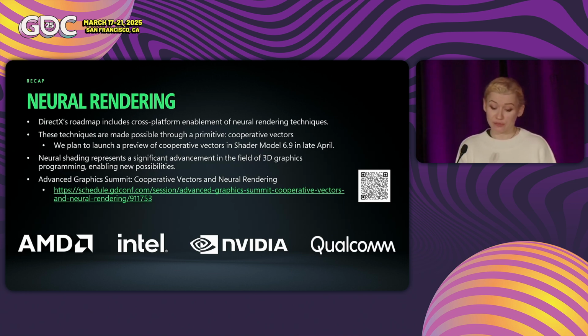Neural rendering has a lot of interesting applications. There's radiance fields, lit materials, texture compression. We see DirectX as being perfectly suited to be a pathway into enabling neural rendering across GPU platforms. And then cooperative vectors is our first step into that. If you want to learn more, you can watch the recording of Sean Hargrave's Advanced Graphics Summit talk from Monday. It's called Cooperative Vectors and Neural Rendering, and there's a link to it right there.